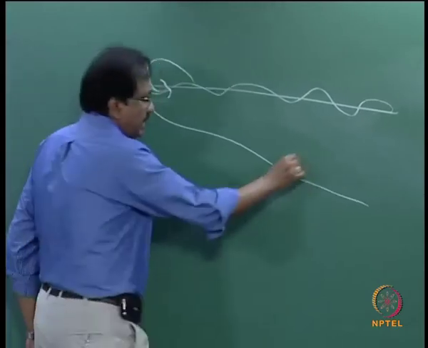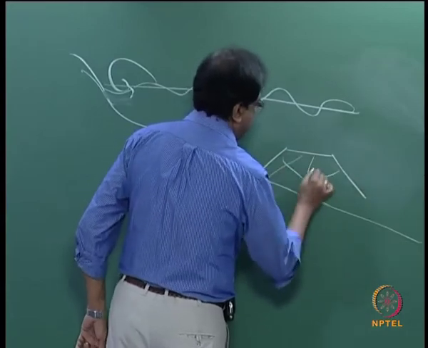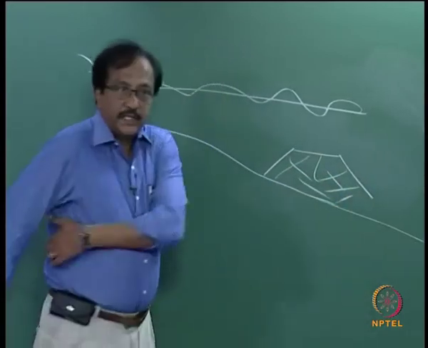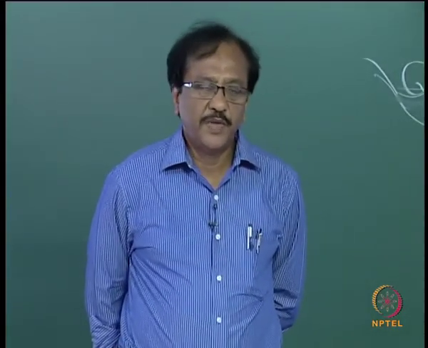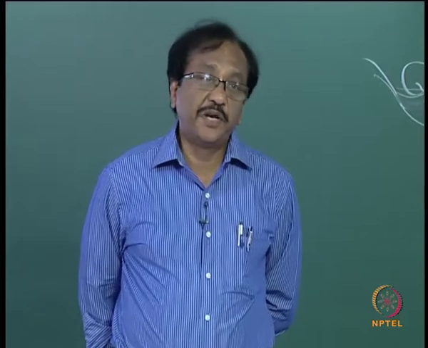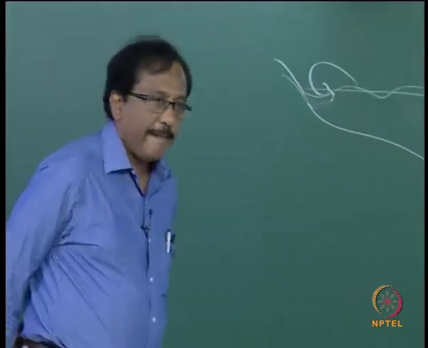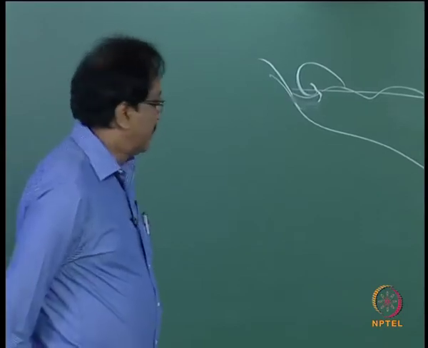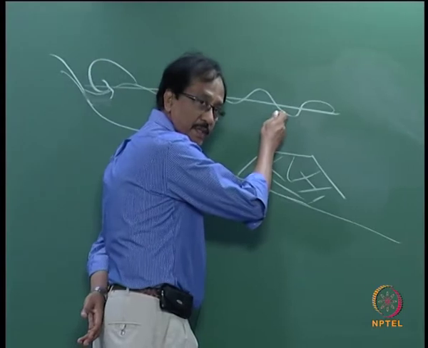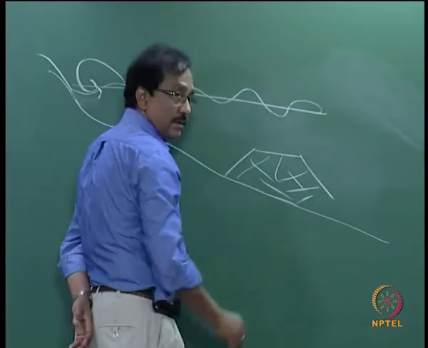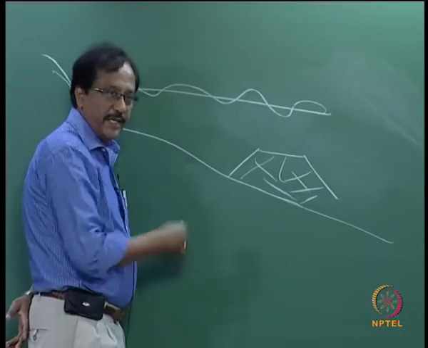Now I am putting a submerged structure here. This I am putting as an artificial structure, but there can be natural reefs, submerged reefs. What will happen in this case? So, instead of breaking here, it will break here. What will happen if it breaks here? Energy is dissipated, then what happens?